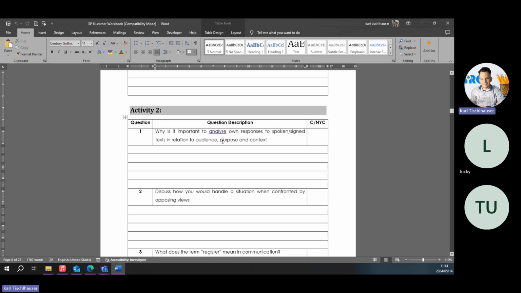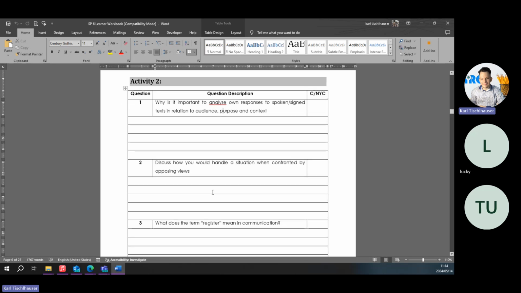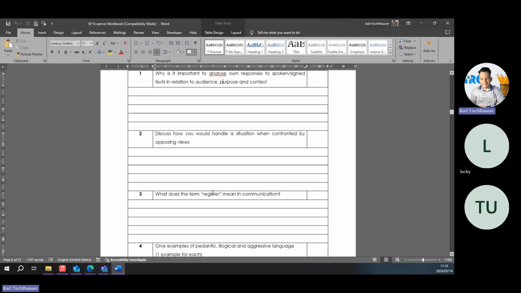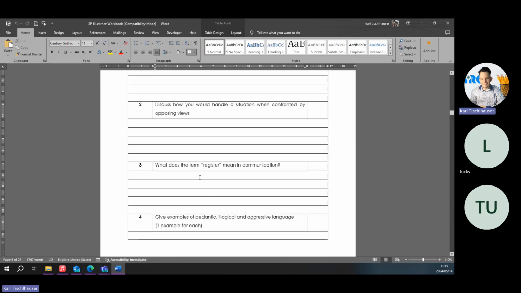Think about the purpose. So why do we communicate at home? Why do we communicate at work? The difference in purpose will affect the type of communication. And then think about the contexts. Communicating at home and communicating at work are two different contexts. It's two different environments. Number 2 says discuss how you would handle a situation when confronted by opposing views. So how do we deal with people who don't agree with what we're saying when they have a different perspective, a different lens? Number 3 says, what does the term register mean in communication?